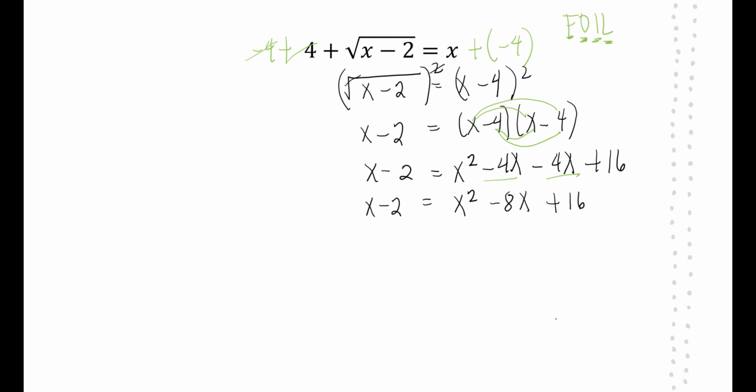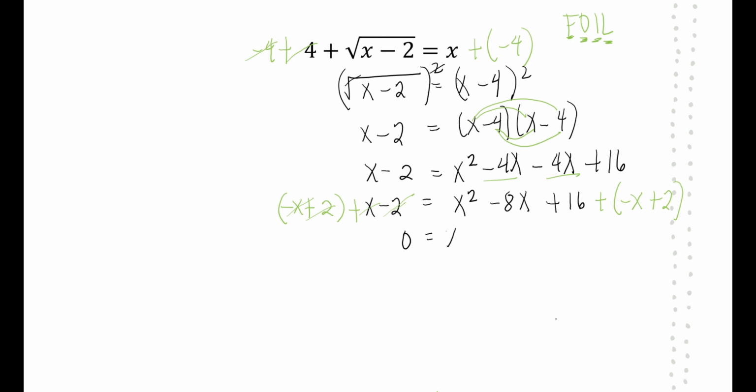Now we have to use the addition property of equality to simplify this equation further. We have to add negative x plus 2 to both sides of the equation. On the left side, negative x plus x is equal to 0. Also, positive 2 minus 2 is equal to 0. So on the left side, we have to write 0.